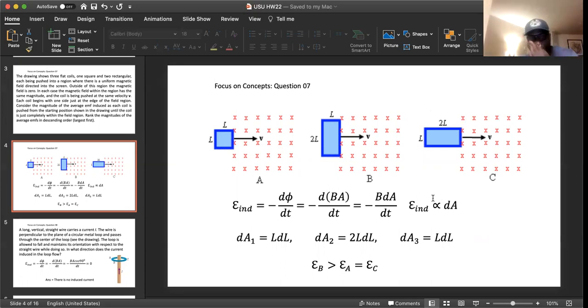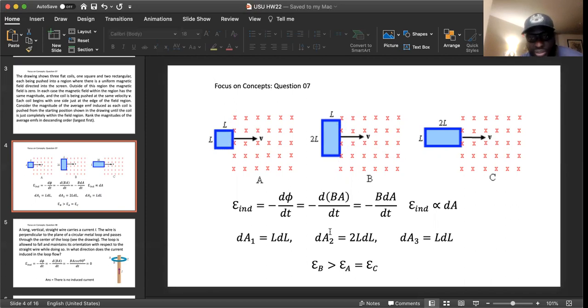But how does the area change for the first one? It has L, so it's just L. This side is also L, so that is the constant L. This dL is the side that changed, which is also L. So that is the dL.